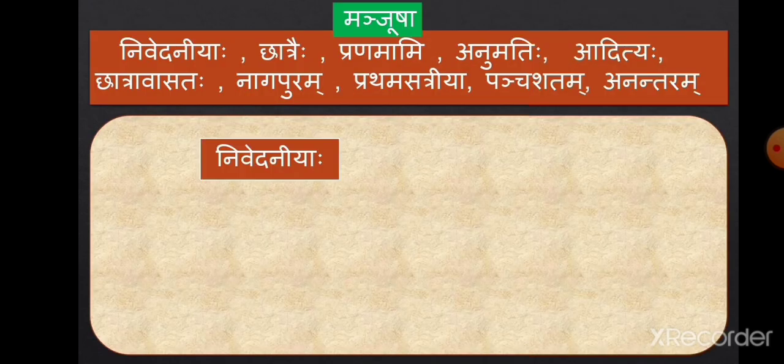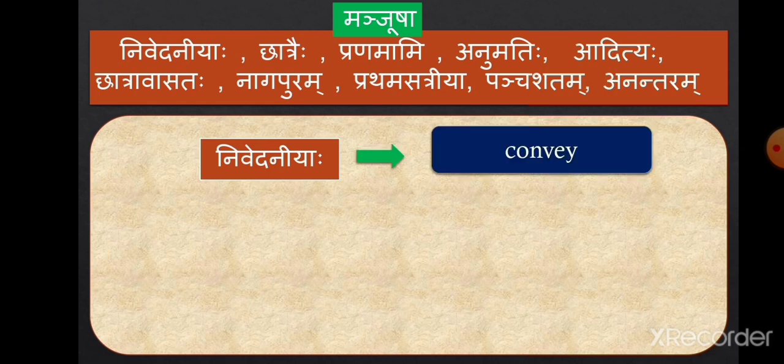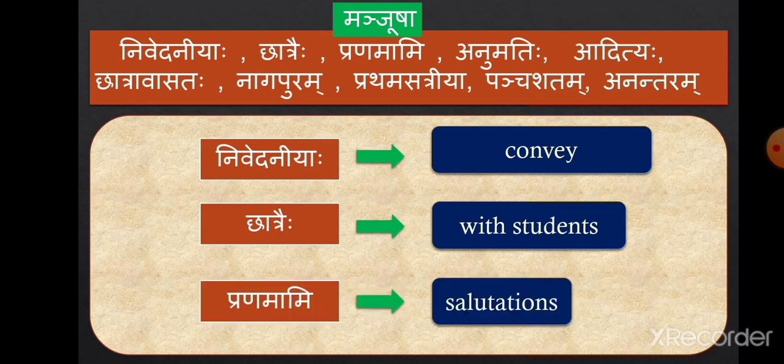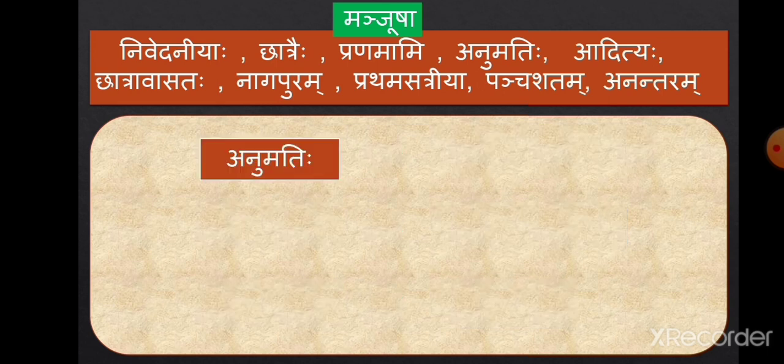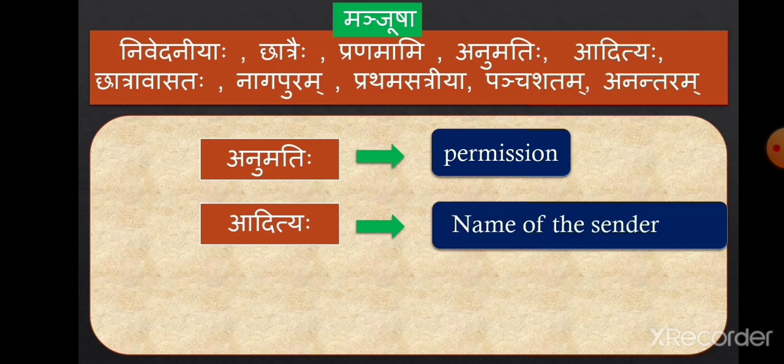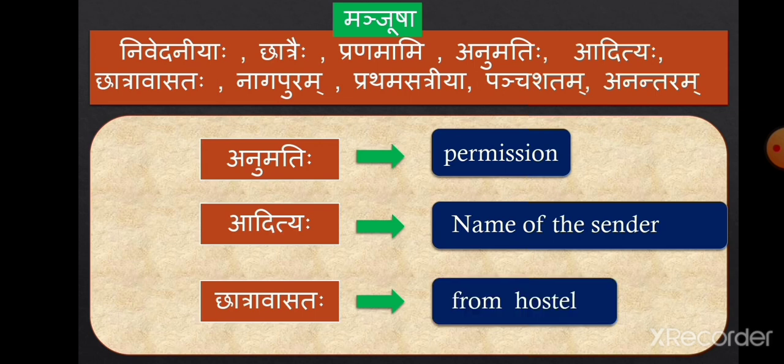The first word is Nivedaniyaha and the meaning of the word is convey. Chhatraihi is used in Tritiya Vibhakti Bahuvachanam and the word means with students. Pranamami is used to offer salutations. The next word Anumatihi means permission. Aditya is the name of the sender. Chhatravasatah means from hostel.